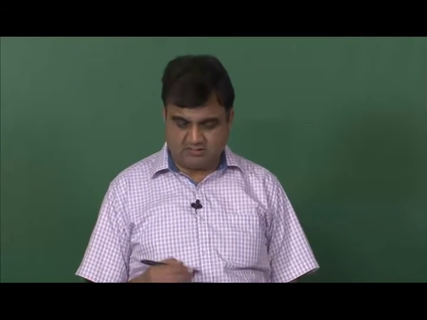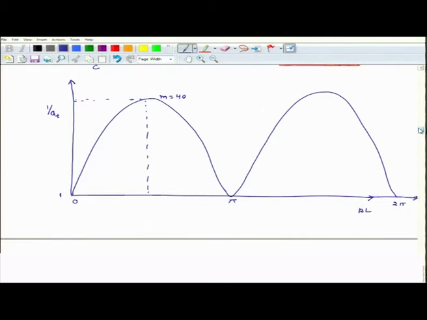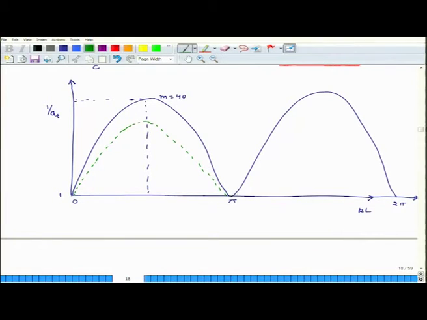So, what happens if I reduce m, and what is m? M is the ratio of S3 and S1 or S2 and S1, in this case M and V are same. If I change m, the nature of the graph remains the same, but if I reduce m, then that is how it looks like. So, this is let us say m equals 30.